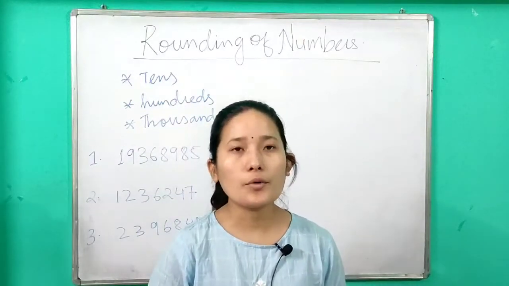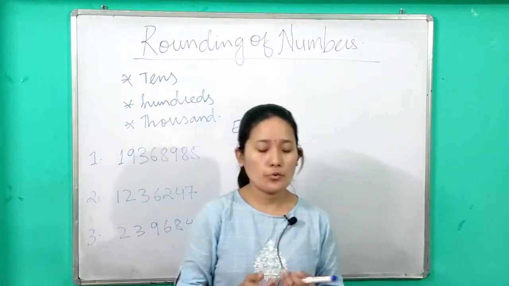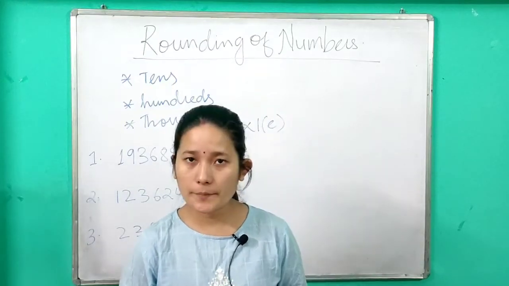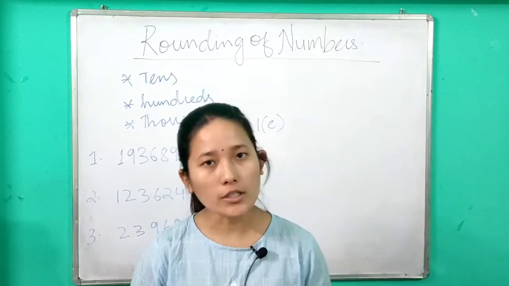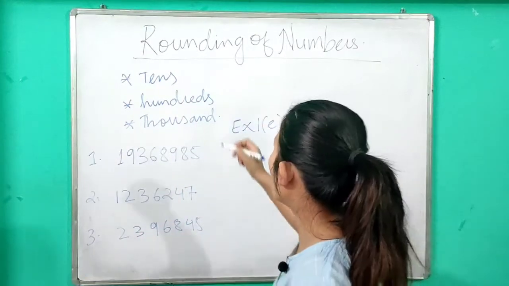So today we'll still be discussing chapter 1. We'll finish up chapter 1 today. We just have to discuss two topics from chapter 1 now, that is rounding off the number and writing the Roman numerals. Okay, so first let us discuss rounding off the number.